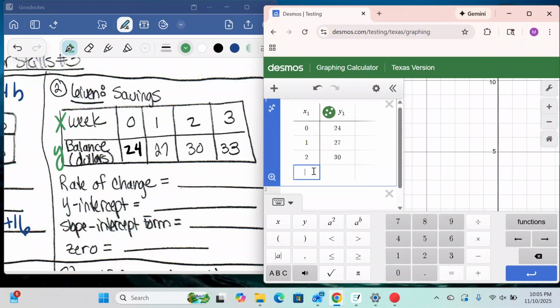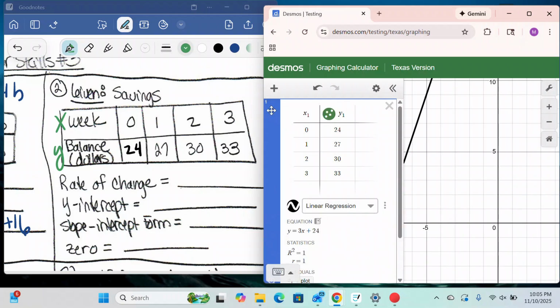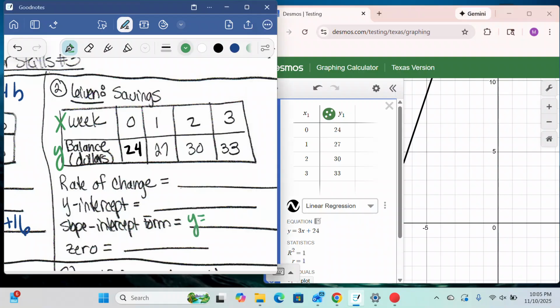And then I'm going to click on 3, and my corresponding value is 33. Next, I'm going to go ahead and add regression, which is this little leaf symbol. I'm going to add my regression. I get my equation right here: y equals 3x plus 24. So I have my y equals 3x plus 24.